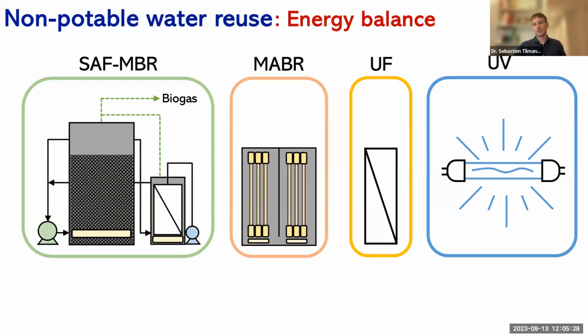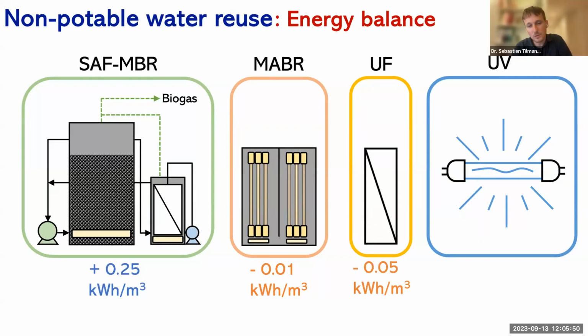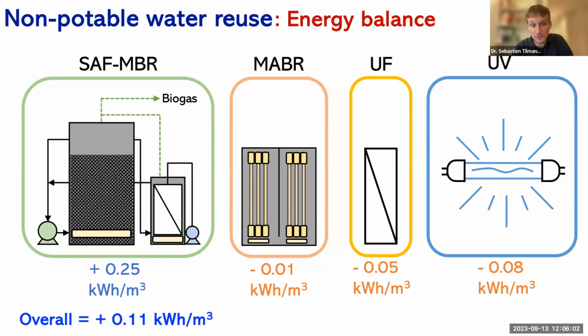Now we think about, okay, I've just added a bunch of treatment processes. What does that do to my energy balance? Well, the SAF-MBR produces a surplus of a quarter kilowatt hour per cubic meter of wastewater treated. The MABR can be operated very energy efficiently to remove the sulfide, less than 1/100th of a kilowatt hour per cubic meter. The ultrafiltration membranes would take about another 5/100ths of a kilowatt hour per cubic meter, and the ultraviolet disinfection would use about 8/100ths of a kilowatt hour per cubic meter. Add that all together, and we're still producing a surplus of about 1/10 of a kilowatt hour per cubic meter of renewable electricity.